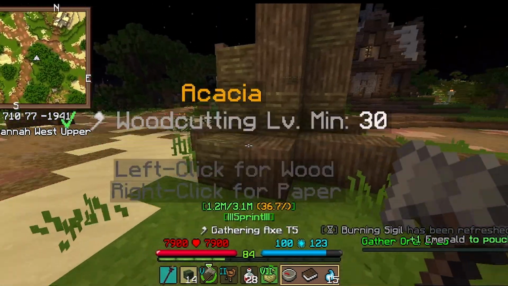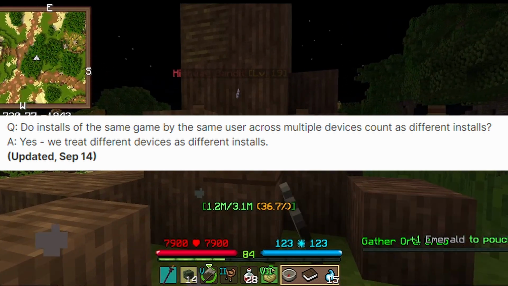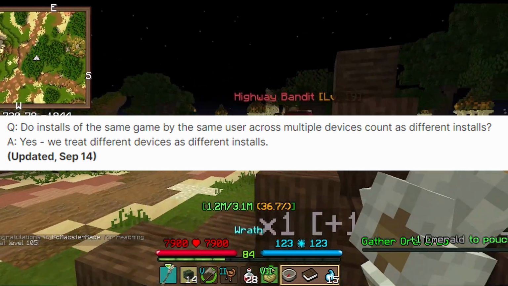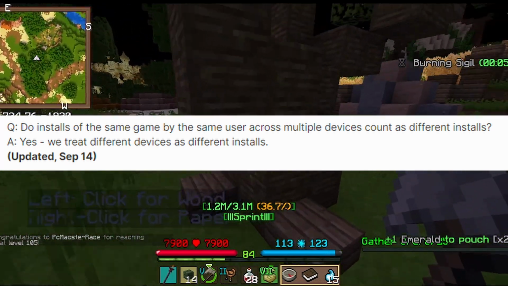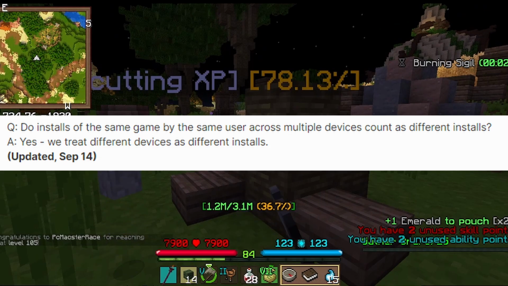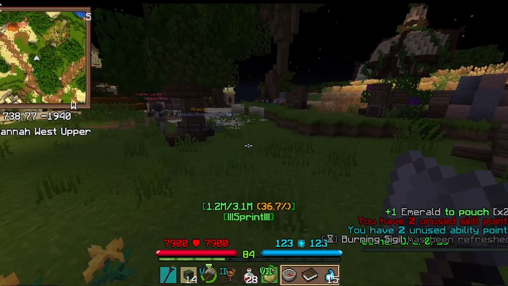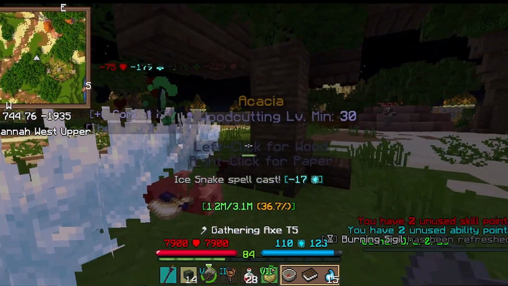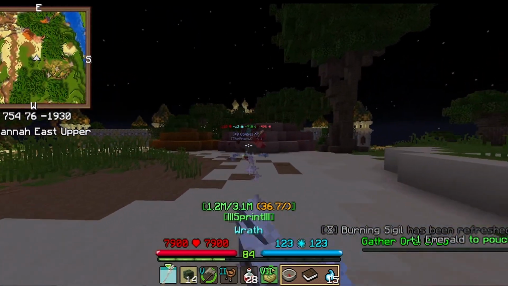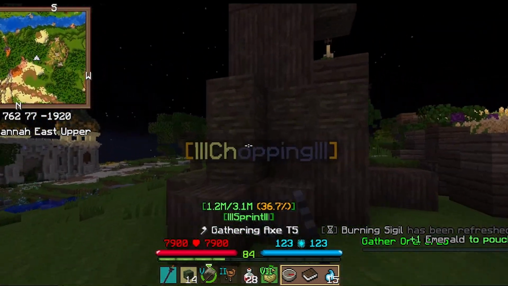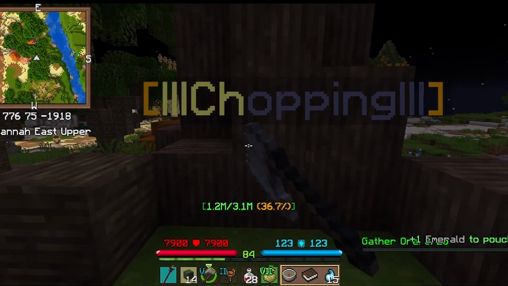Here's another one on their Q&A. Do installs of the same game by a different user across multiple devices count as different installs? Answer: yes. We treat different devices as different installs. I don't really need to clarify. That's just stupid. It's hypocritical. It's basically going backwards on the previous rule that said if you reinstall the game it doesn't count as another one. They still say it, so I don't really know what their deal is.